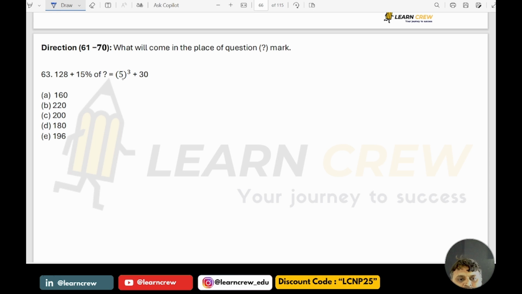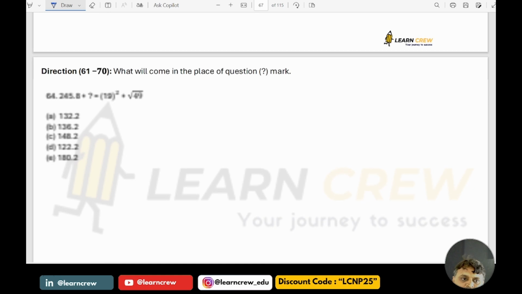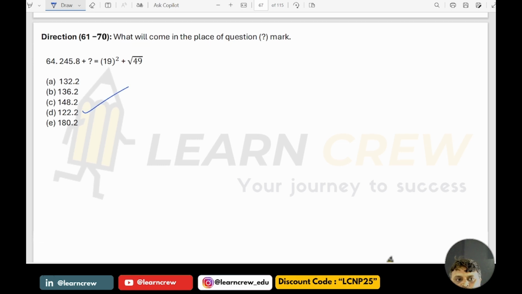Now 5 cube is 125 plus 30, 155. 155 means it has to be 27. 15 percentage of 180 is 27. So answer is 180. Next, it is 7, 19 square. 19 square is 361. 361 plus 7 is 368. 368 means here you need to have 122.2. So 122.2 is the answer.